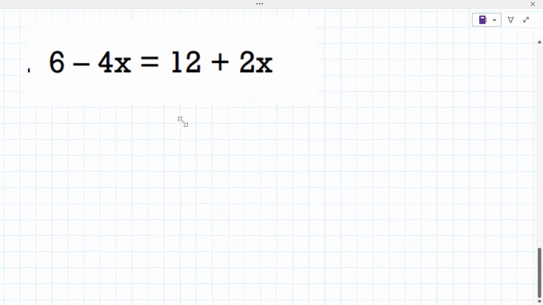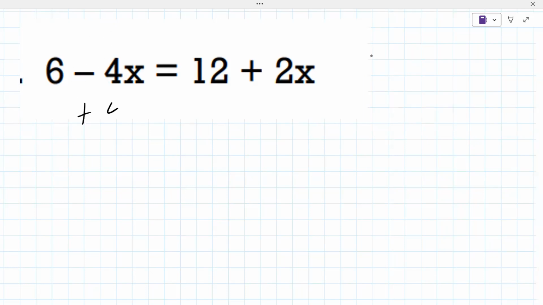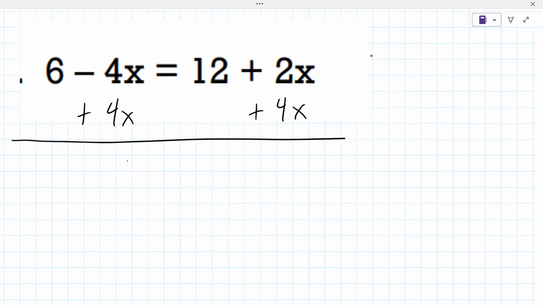We've spent most of today moving the variables left. But in this problem, 6 minus 4x equals 12 plus 2x. Minus 4x is smaller than 2x. Agree with that? Okay, so that means we're going to move the minus 4x to the right by adding 4x to both sides. So the result here is 6 equals 12 plus 6x.